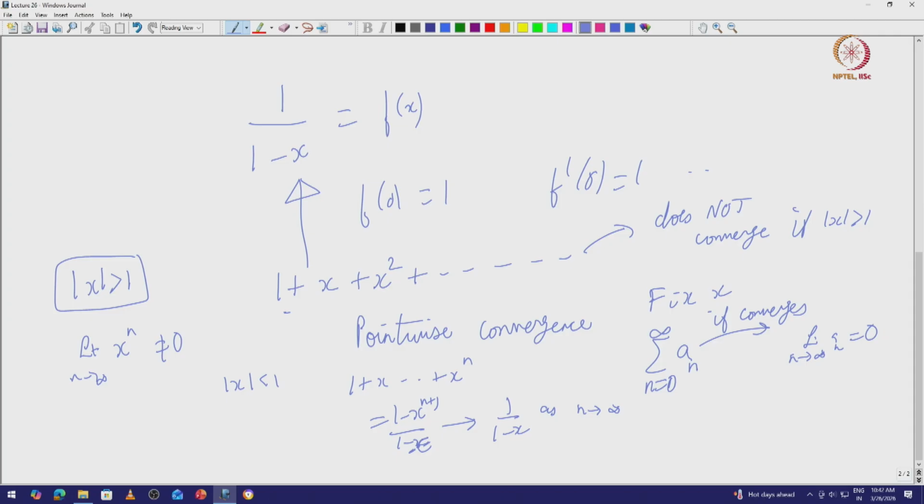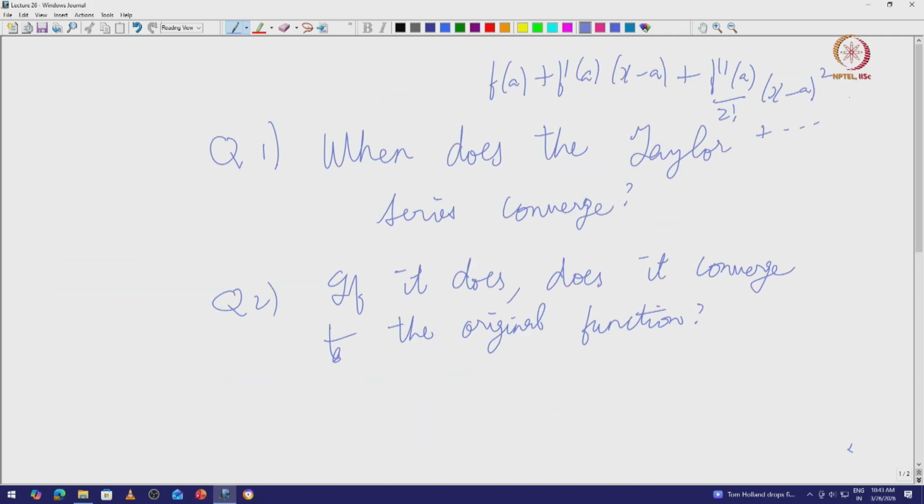And when mod x is larger than 1, it doesn't converge at all. When mod x is equal to 1, that is when x is plus 1, this certainly doesn't converge. And the same is the case when x is minus 1 as well, okay? Does not converge. So this is not the prototypical example. Nonetheless, it tells you one example where the Taylor series can fail to converge, and it also gives you an example where the Taylor series does converge and converges to the original function, right? So the answer to this is not always.